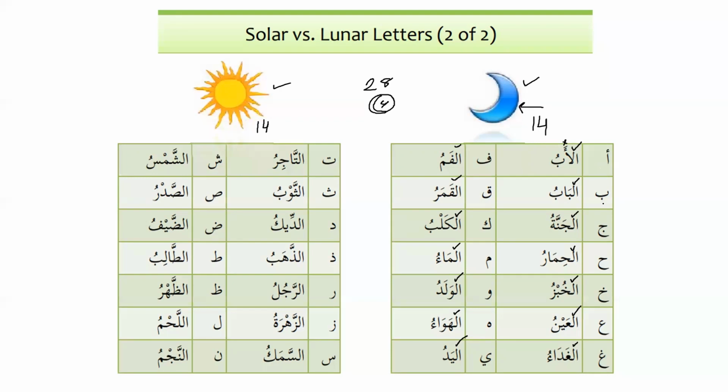And what are those? Alif, ba, jim, ha, kha, ain, ghain, fa, qaf, kaf, mim, waw, ha, and ya. And then we have 14 al-huruf al-shamsiyah, the sun letters. So what are those? Ta, tha, dal, dhal, ra, za, sin, shin, sad, dad, ta, dha, lam, and noon.